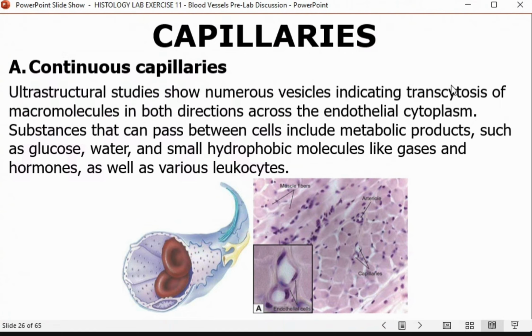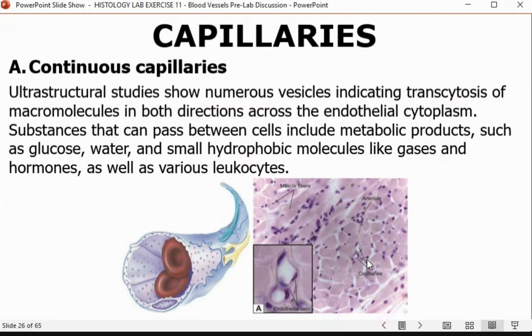So we've discussed transcytosis, or at least they have touched on transcytosis in the lecture, on how material traverses from one side of the cell to the other, right? Substances like glucose, water, small hydrophobic molecules like gases and hormones, as well as various leukocytes. Here in this picture, you have your capillaries in a muscle tissue.